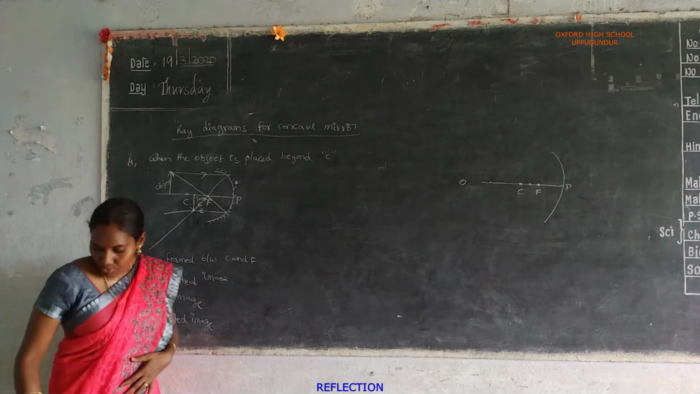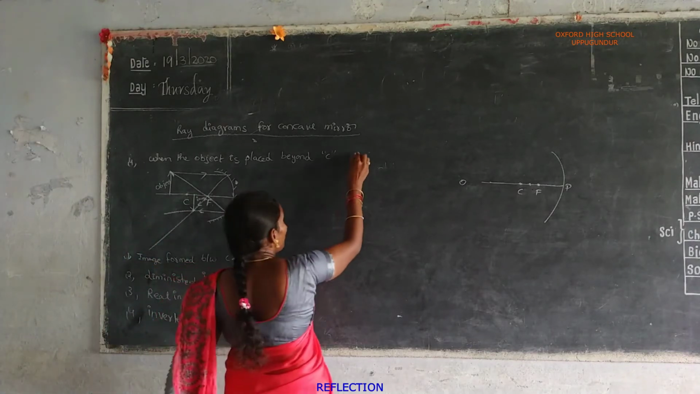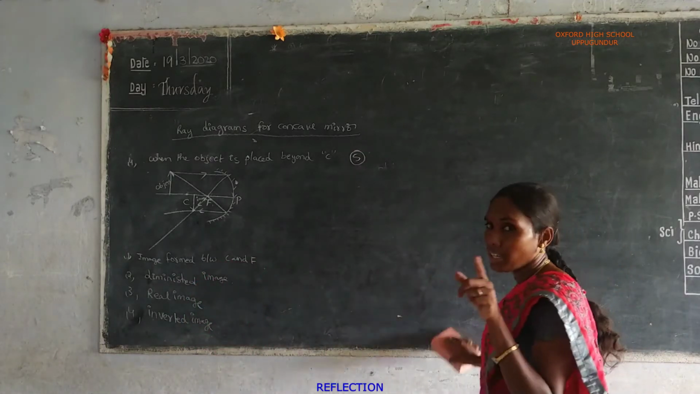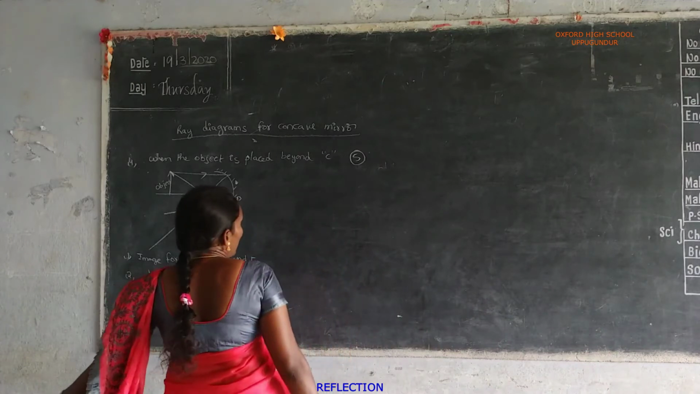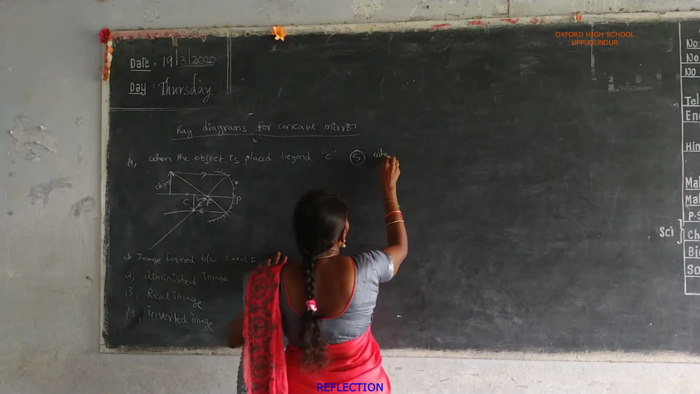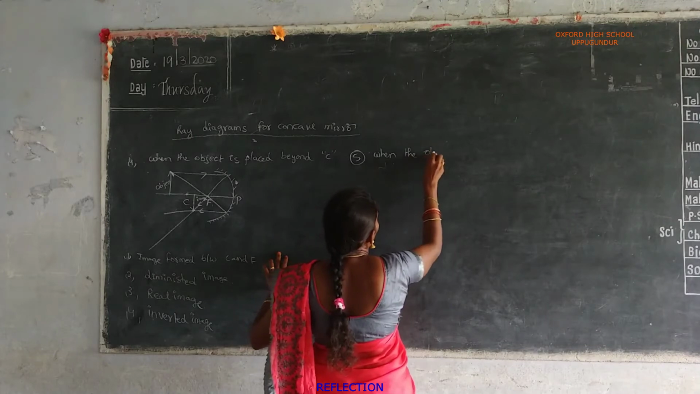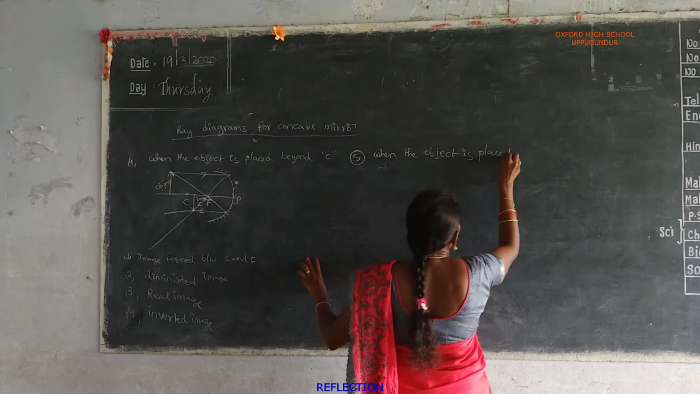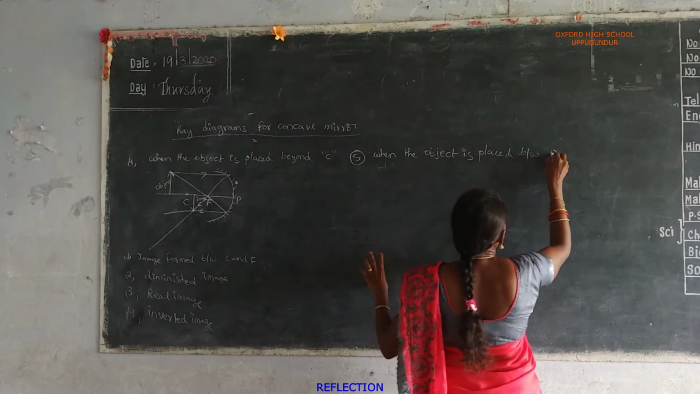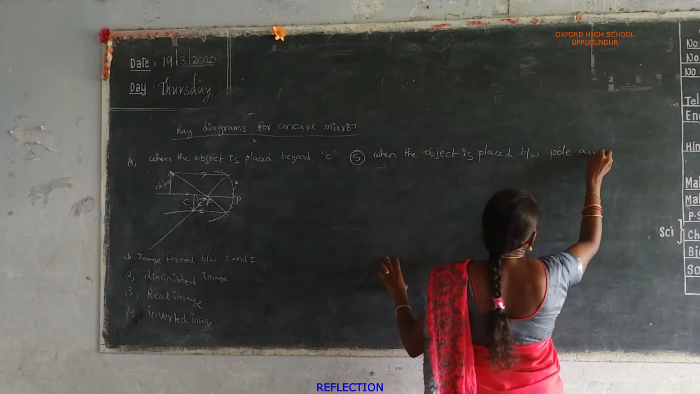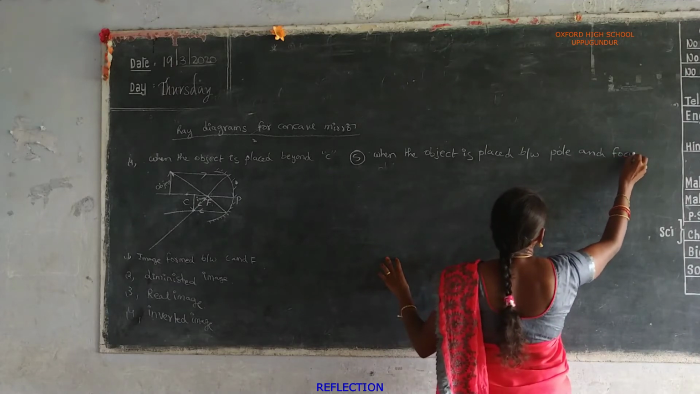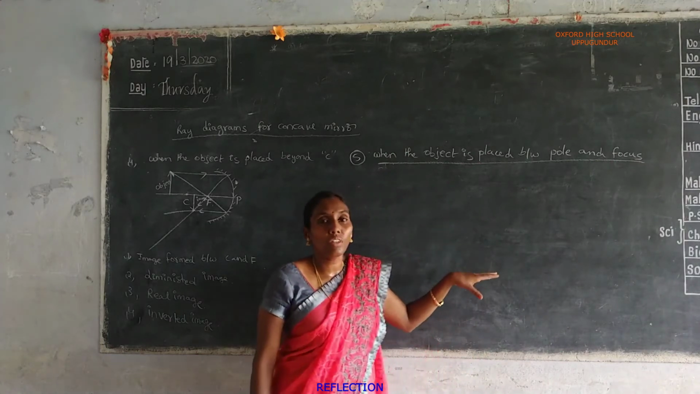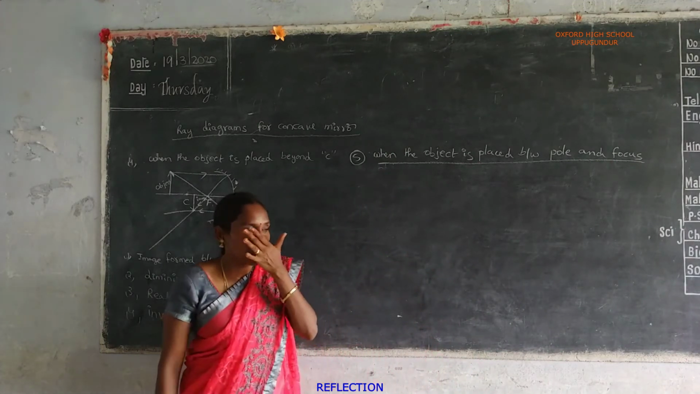And next, see the fifth ray diagram. This is the most important ray diagram. This principle is applicable in making the torchlight. Here the object is placed between pole and focus. This principle must be used in making torchlights.